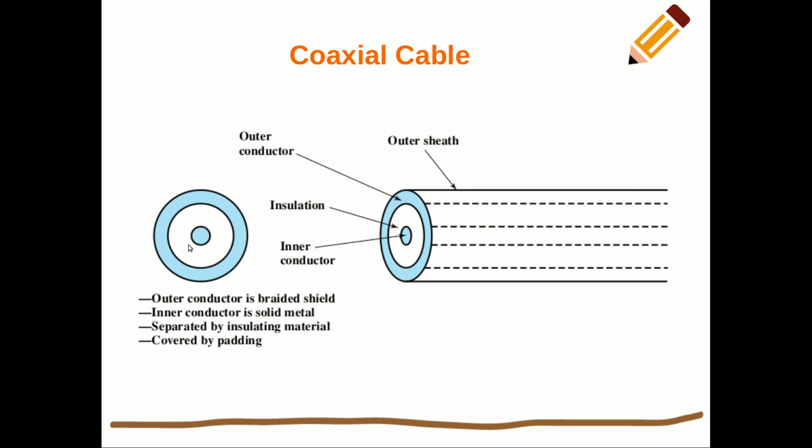So we have two concentric conductors like this. The outer conductor is typically a braided shield and the inner conductor is a solid metal. Both are separated by the insulating material and covered by an outer shell kind of padding. So that will give it more interference protection, etc.